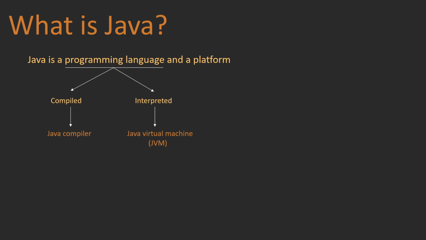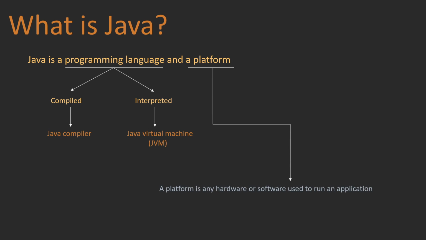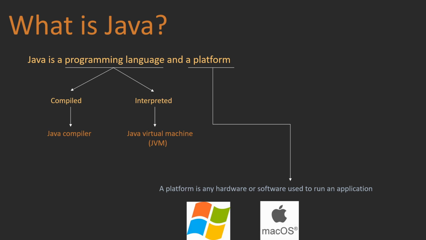So since Java provides those programs, it is not only a programming language that is used to make applications, but also a platform that compiles and runs those applications, where the definition of a platform is any hardware or software used to run an application. We call operating systems such as Windows or Mac a platform, since they are the software that is used to run all the applications we use on the computer, such as Internet Explorer or the calculator app and so on.